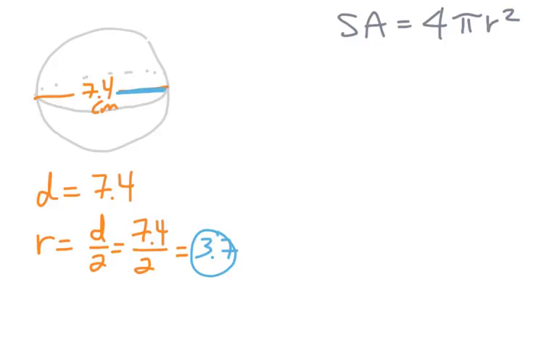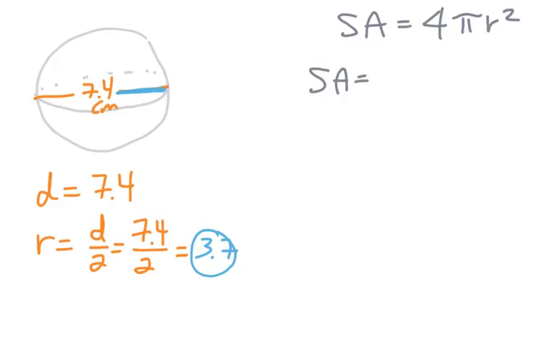So when I look at my surface area formula, I need to think about what I have and what I'm finding. I'm finding surface area, so that will be the thing that remains a variable. 4 is a constant. They tell me in the problem to use 3.14 to approximate pi, and now I have my radius. So I think I'm ready to substitute into the formula.